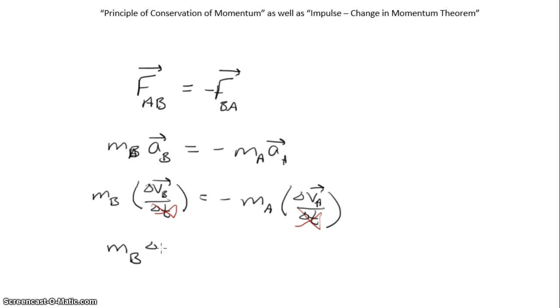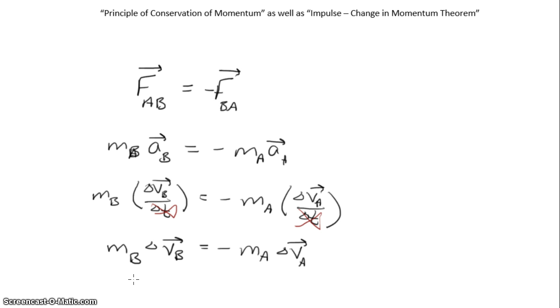So I could look at the mass of B, change in velocity B, equals the opposite of the mass of A, change in velocity A. Now this is actually something different than all the previous things. All the previous things just said forces between the two are the same size, opposite directions. This is now talking about the product of the mass of an object and its change in velocity compared to the mass of the other object and the other object's change in velocity.